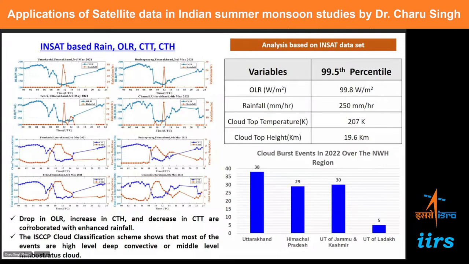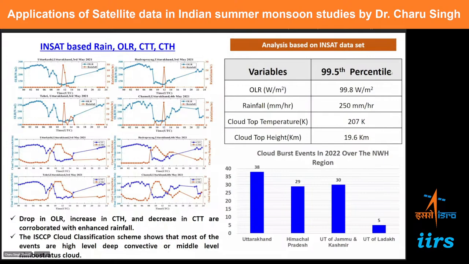So we have noted that the drop in the outgoing longwave radiation is actually in association with the increase in cloud top height that can go up to as high as 20 kilometers, and there is a decrease in cloud top temperature in association with the enhanced rainfall. And if we compare with the ISCCP cloud classification scheme, we find that most of the events, which are the cloudburst events, are deep convective or middle level nimbostratus clouds.